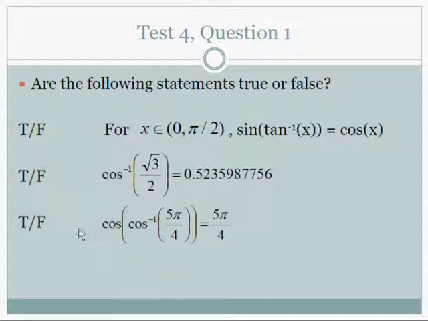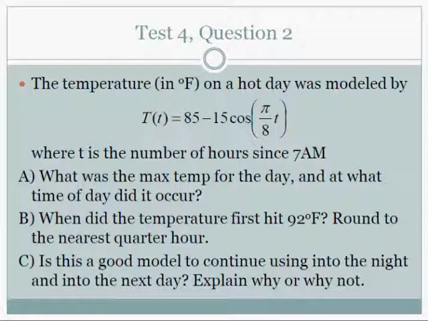True or false? Our second question on this midterm was basically a word problem involving multiple parts. We're told that the temperature in degrees Fahrenheit on a hot day was modeled by this function. Our temperature as a function of t can be given by 85 minus 15 times the cosine of pi over 8 t, where t is the number of hours since 10 a.m. So when t equals 1, that's 8 a.m., when t equals 2, that's 9 a.m., etc.